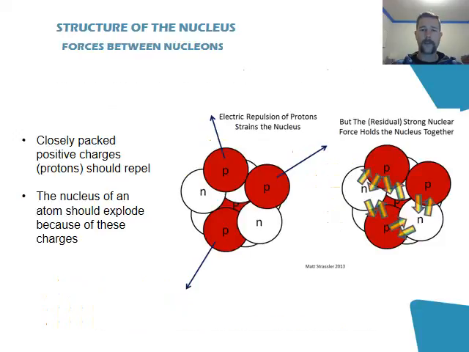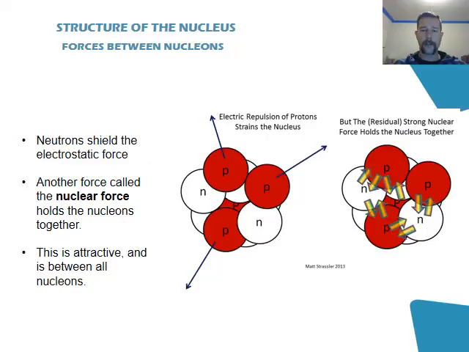Now you might have wondered why all the positively charged protons inside a nucleus don't repel away from each other. In a very large nucleus, the electrostatic force of all these protons can be very big, and the nucleus should explode. But the reason this doesn't happen is because there's a secondary stronger force called the strong nuclear force that holds the nucleus together. The strong nuclear force acts between all particles in the nucleus, so it acts proton to proton, neutron to neutron, and proton to neutron.